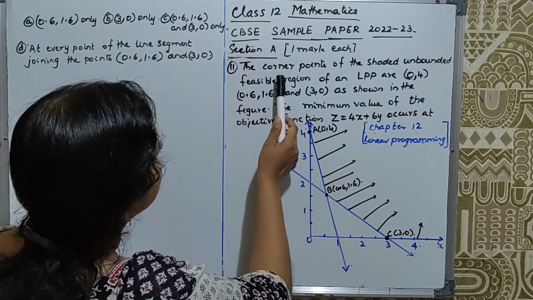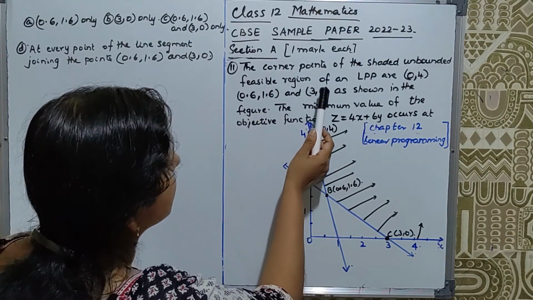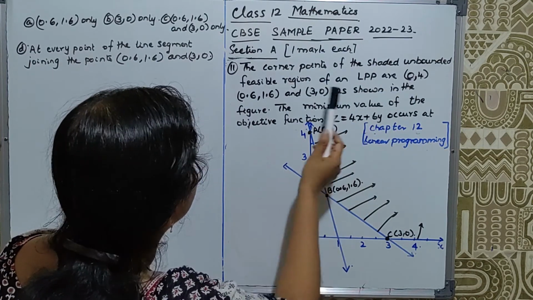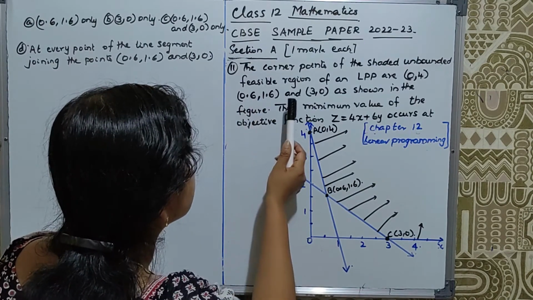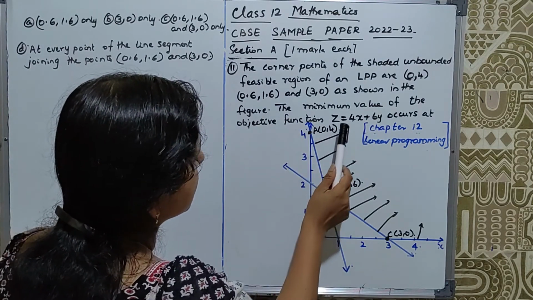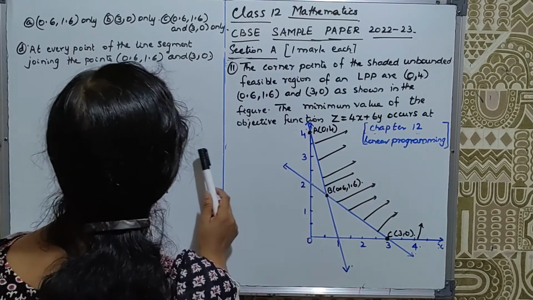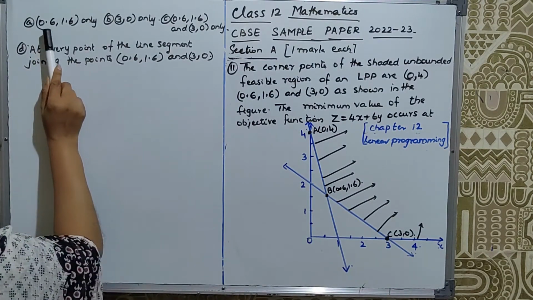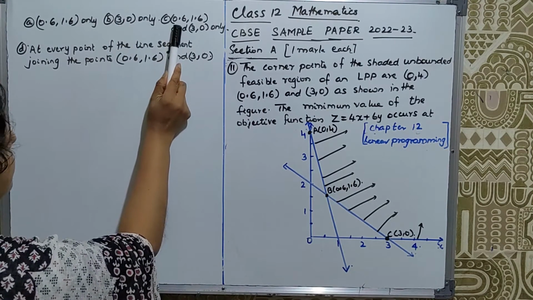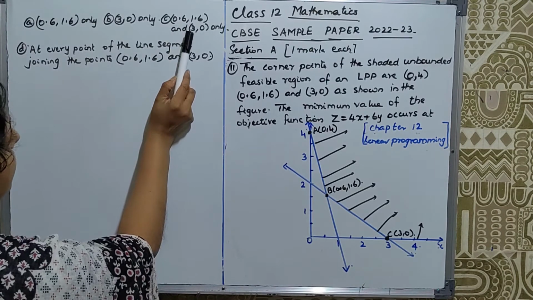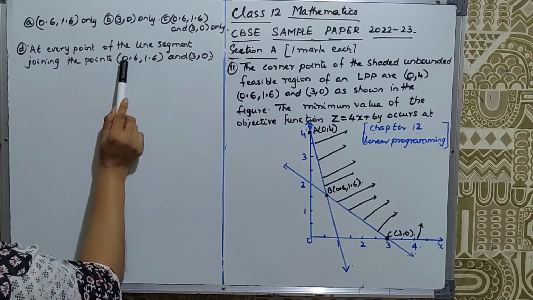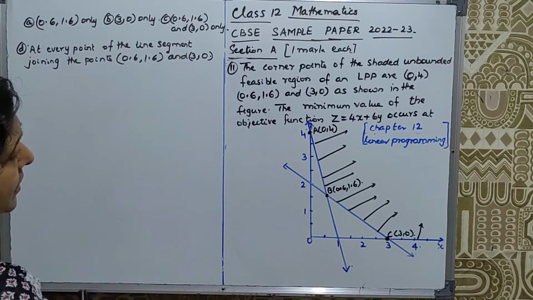Now question number 11. The corner points of the shaded unbounded feasible region of a linear programming problem are (0, 4), (0.6, 1.6) and (3, 0), as shown in the figure. The minimum value of the objective function Z equal to 4x plus 6y occurs at: A, (0.6, 1.6) only; B, (3, 0) only; C, (0.6, 1.6) and (3, 0) only; D, at every point of the line segment joining the points (0.6, 1.6) and (3, 0).